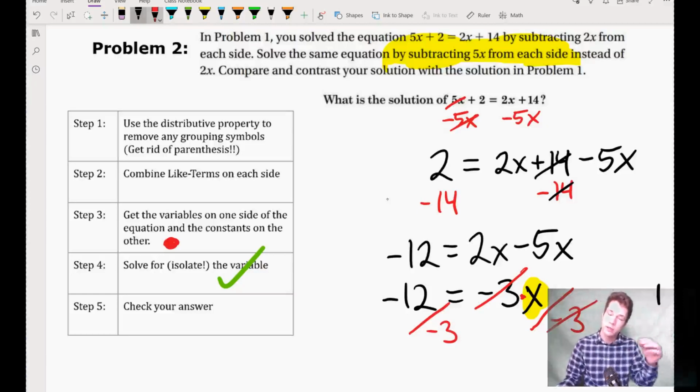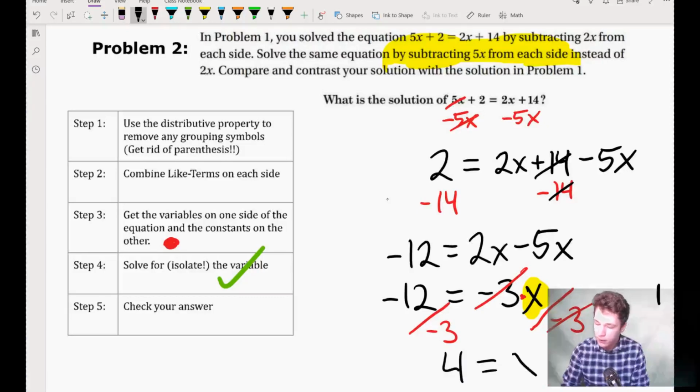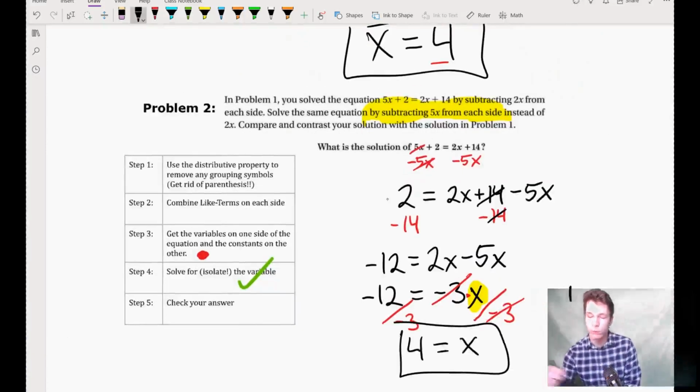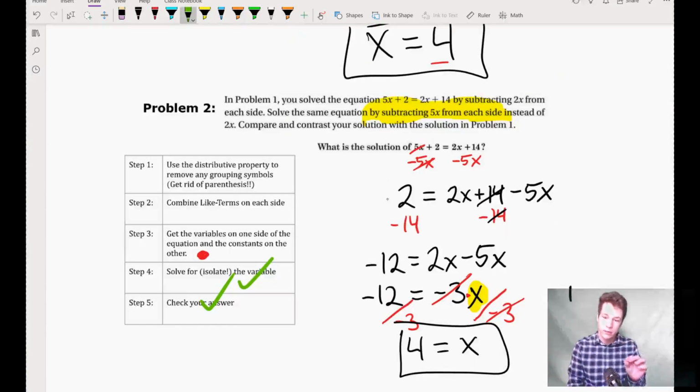Let's think for a second. A negative divided by a negative is a positive, okay? Negative 12 divided by negative 3, and you can check this with your calculator or your phone. Negative 12 divided by negative 3 is positive 4. And that's the answer for x. Now, is that the same as what we got last time? Absolutely. We just wrote it the opposite way. Okay? x equals 4, 4 equals x. These mean the same thing, which also means that we don't have to do step 5 because we've already checked this value of x.